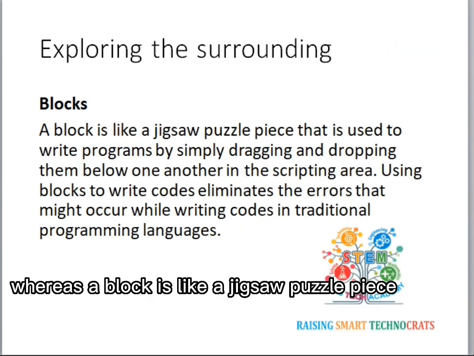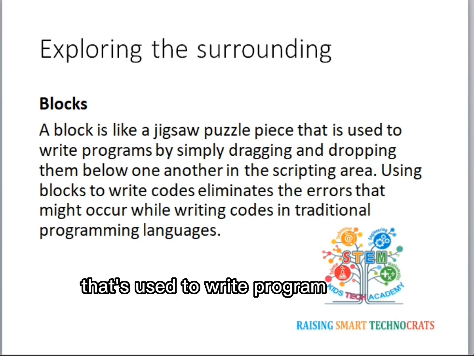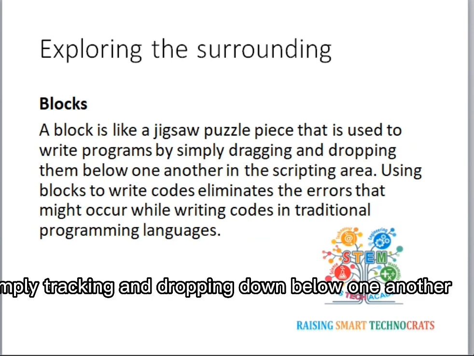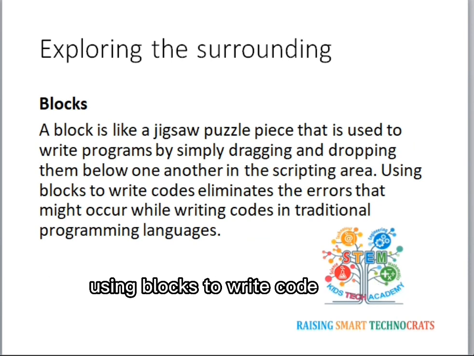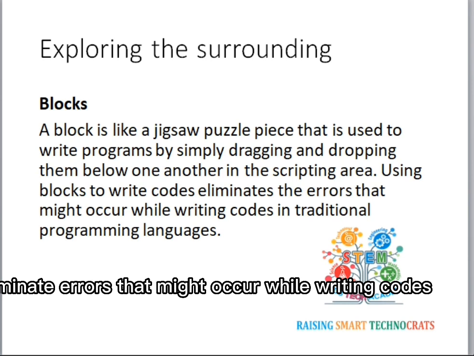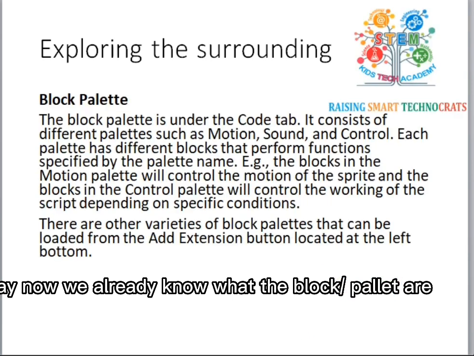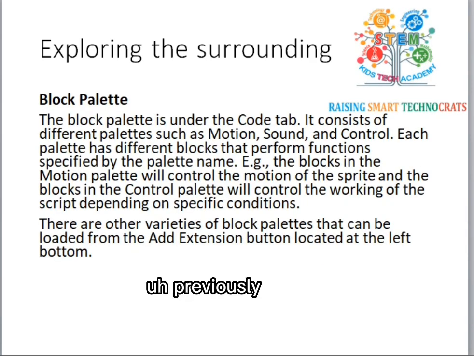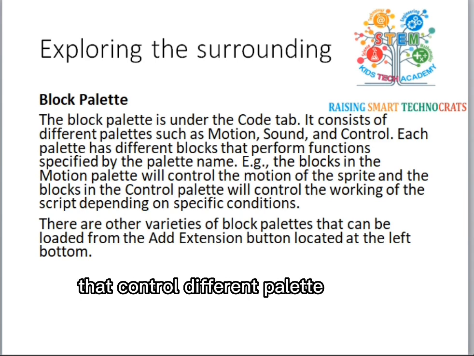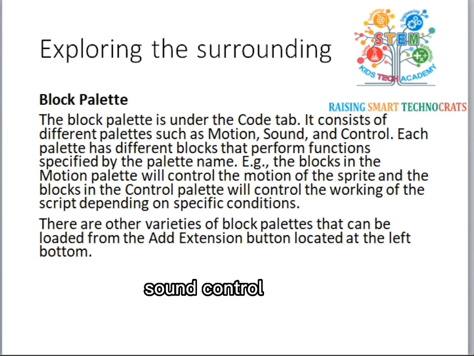A block is like a jigsaw puzzle piece that's used to write programs by simply dragging and dropping them below one another in the scripting area. Using blocks to write code eliminates the errors that might occur while writing code in traditional programming languages. Now we know what the block palettes are. I've mentioned that previously. Just under the code tab, there are different palettes such as motion, sound, control, and the rest of them.